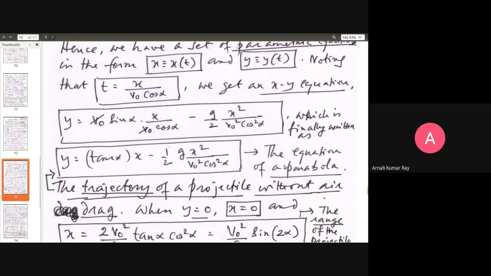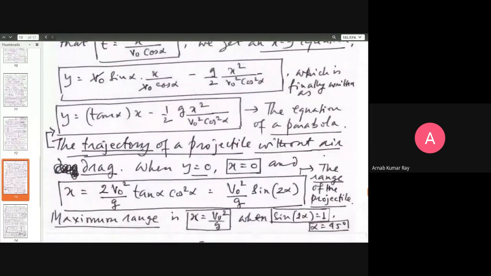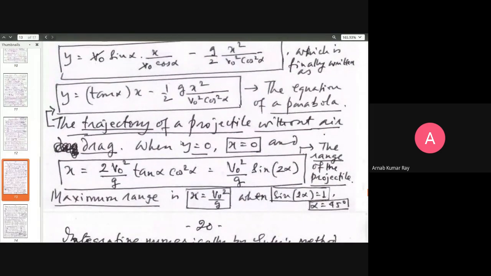This is the equation of a parabola. y is equal to a constant into ax minus bx squared kind of a form. You have actually worked with this kind of system when you talked about the logistic equation. Of course, there you did not have y on the left-hand side. You had x dot equal to constant into ax minus bx squared. So that was the equation of a parabola as well. So this is the equation of a parabola in the spatial coordinates x and y. And this gives the trajectory of a projectile without air drag.